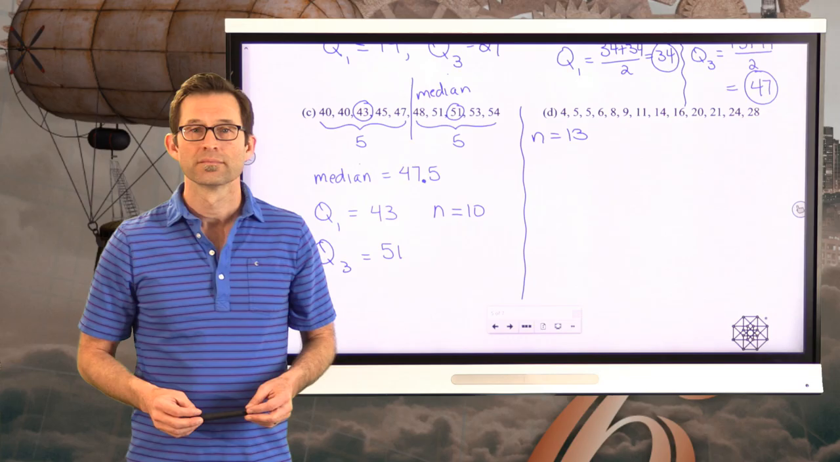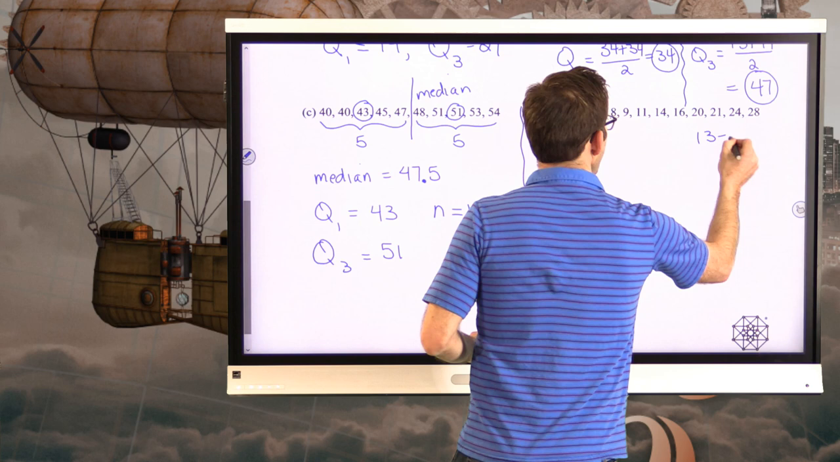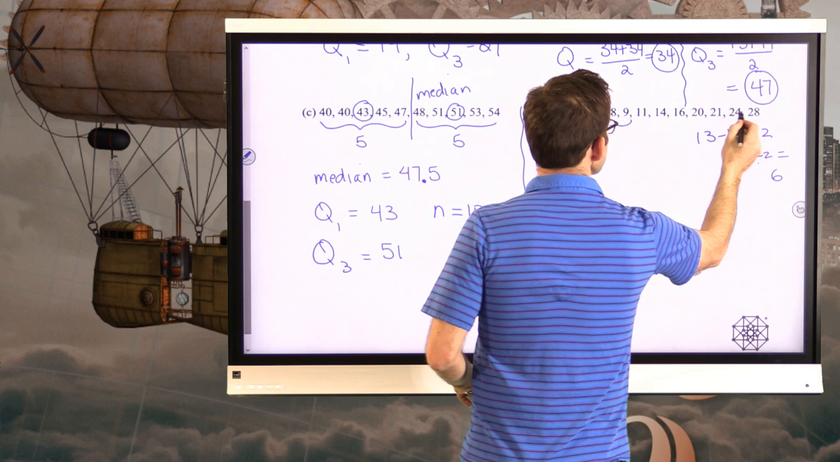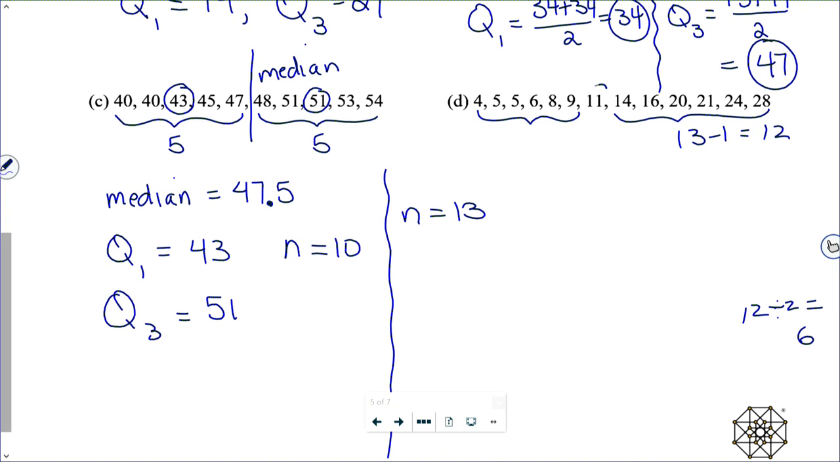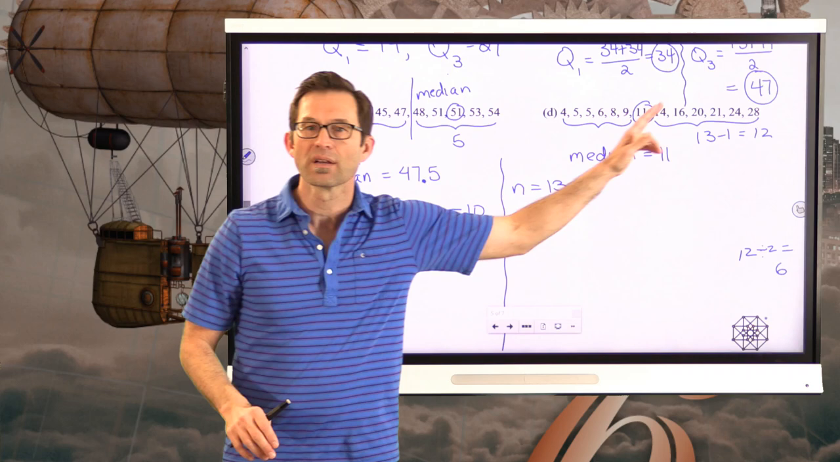All right, so 13 is a little bit rougher when it comes to the actual median, because I've got to think about, well, if I took away one, I'd have 12, and then if I did 12 divided by two, I'd get six. So 1, 2, 3, 4, 5, 6. So I've got my sort of lower six and my upper six, which means that my median is sitting right there at 11. So simple enough: lower six, upper six, median.